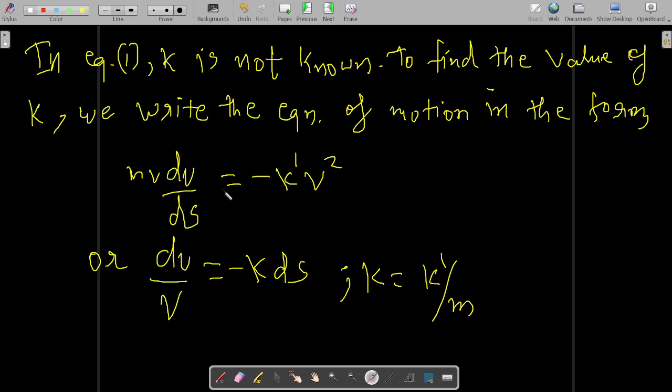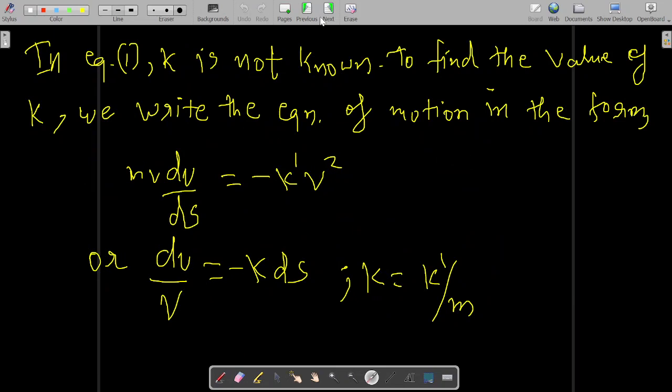Now what will we do? We will actually separate the variables. After separating, this m will go to the right hand side and k dash by m will appear over here. So k dash by m will be equal to k. So this is your k, and this v square will go here, ds will go here. Okay, so dv by v equal to minus k ds.